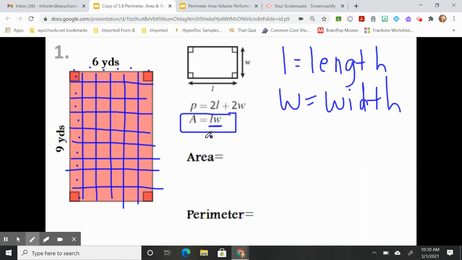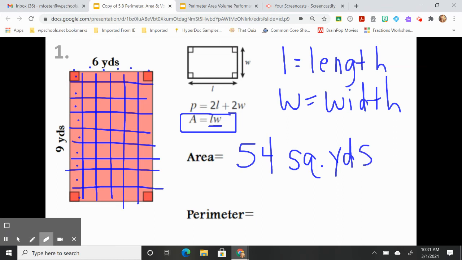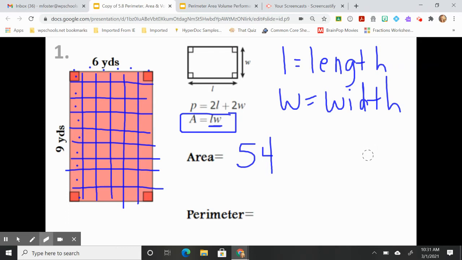So 9 times 6 is 54. So we would say 54 square yards. You could abbreviate it like this, but you will mostly see it abbreviated like this. You will have yards, and then you will have a little 2 up there, okay? So that little 2 right there means square yards, okay?